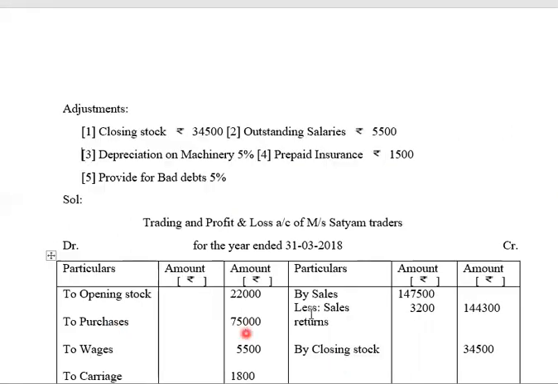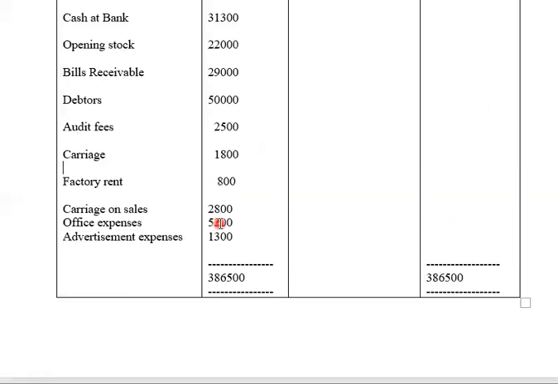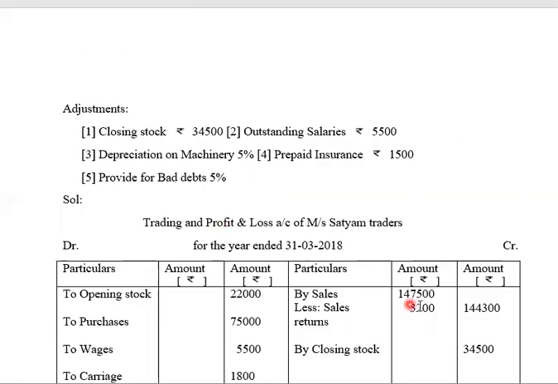Then we'll be writing it as sales. Sales as it is an income, it will be given as a credit balance. So sales is given as 1,47,500, from which we'll be subtracting sales returns which will be given on debit balance as sales returns 3,200. So this will be recorded here as by sales 1,47,500 less sales returns 3,200. Subtracting 3,200 from 1,47,500. 500 minus 200, 300. 7 minus 3, 4, 14. So 1,44,300 rupees.